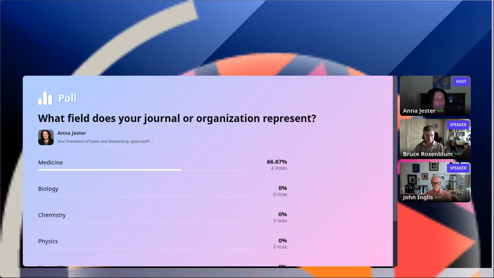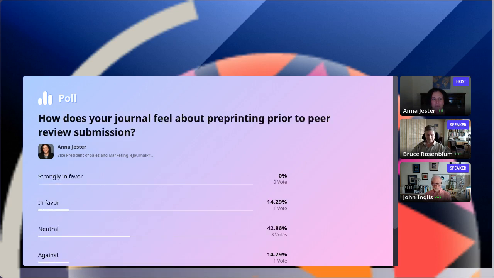Let me just really quickly show, before we start the questions, the results from what field does your journal or organization represent, as well as how does your journal feel about preprinting prior to peer review submission? I find the answers to that interesting, that neutral was the single largest, followed by strongly against.